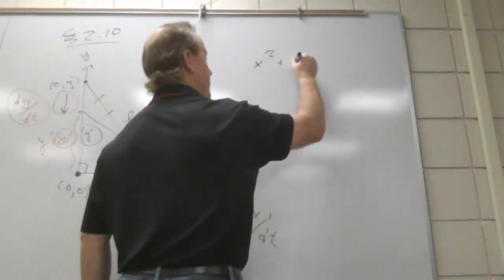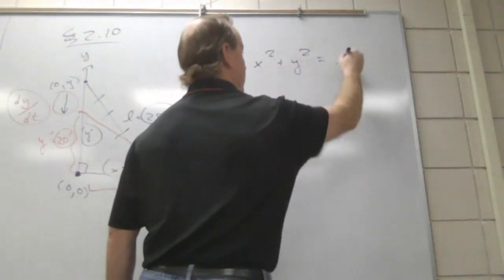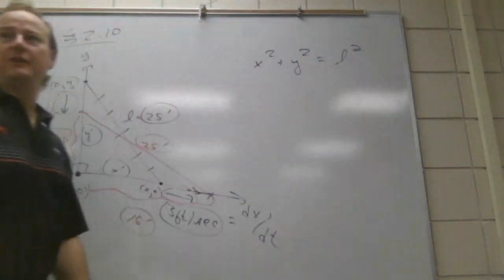X squared plus y squared equals z squared, or in this case, we've got L squared.